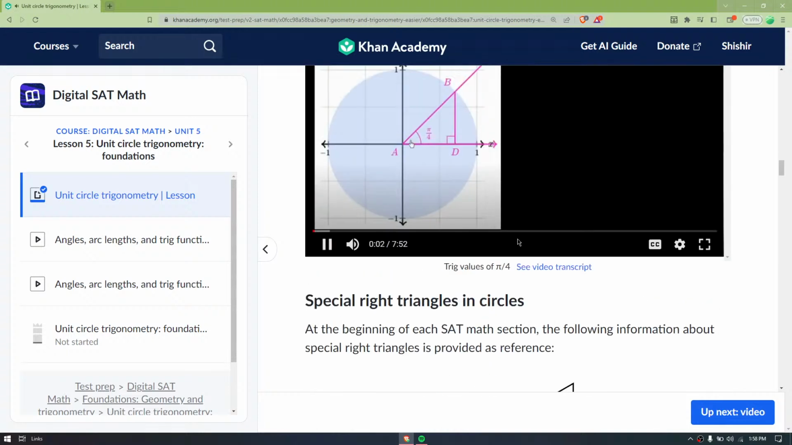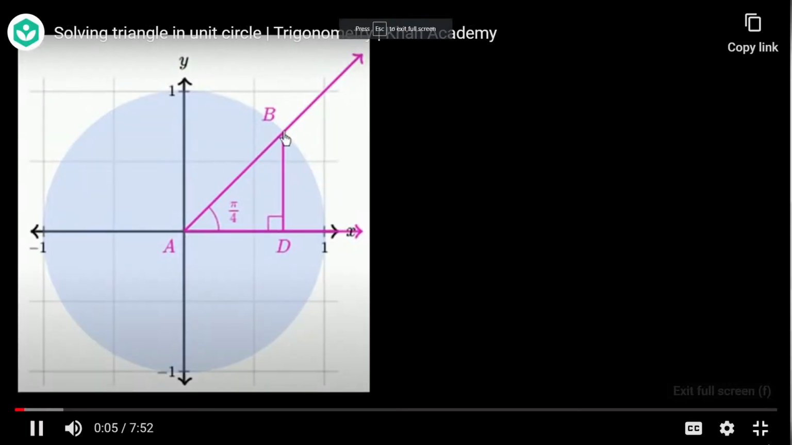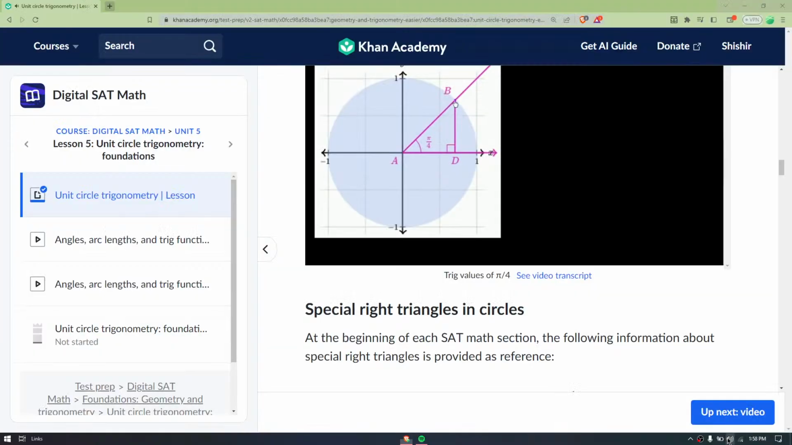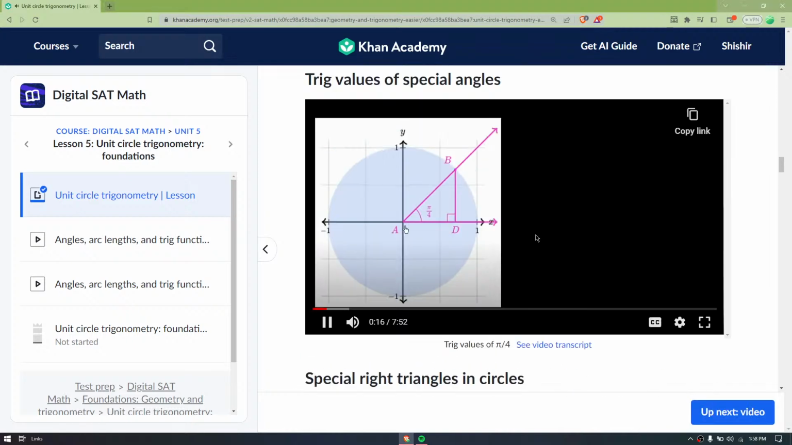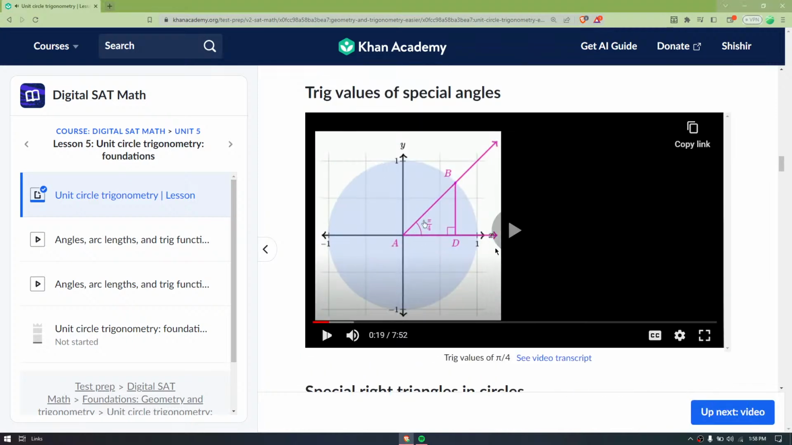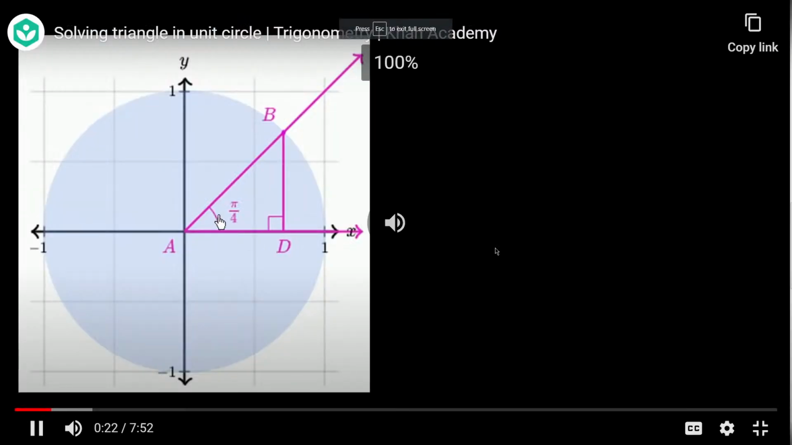So what we have depicted here is a unit circle centered at point A, and the point B lies on the circle, and then we drop the perpendicular from point B to point D. Point D lies on the positive x-axis, and they form this triangle ABD. And they tell us angle BAD has a measure of pi over 4 radians.